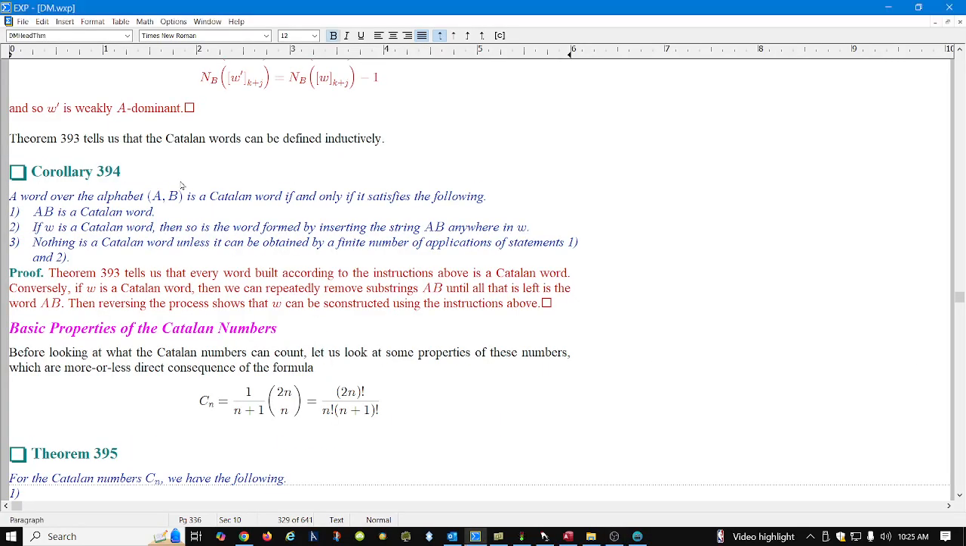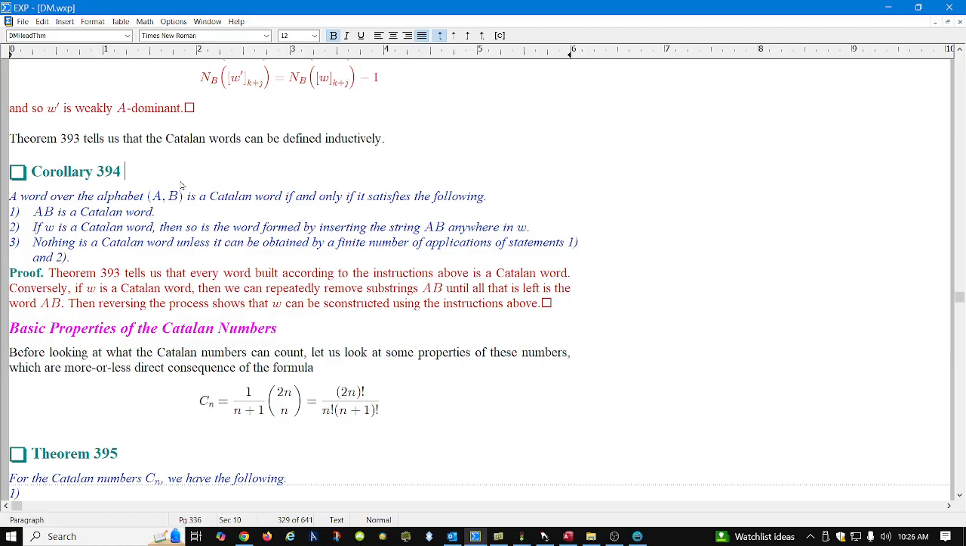Well, this theorem that we just discussed tells us that the Catalan words can be defined inductively, and here it would be the inductive definition. I didn't write it as a definition because we've already got a definition for Catalan words, so this is written as a corollary to the previous theorem.